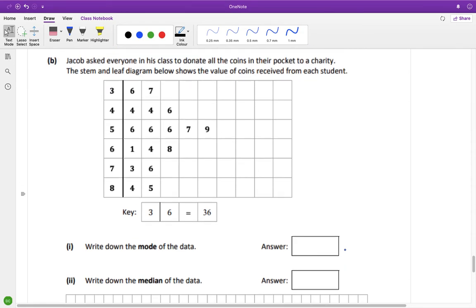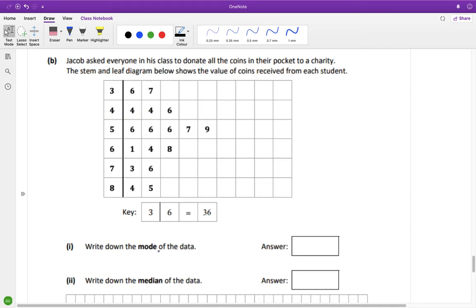Okay, Jacob asks everyone in his class to donate. Oh, this is a new question. Jacob asks everyone in their class to donate all the coins in their pocket to a charity. The stem and leaf diagram shows the value of coins received from each student. Okay, so 3 and 6, I assume it just says 36. I assume it means 36 cent, and then 37 cent and 44 cent, 44 cent, right.